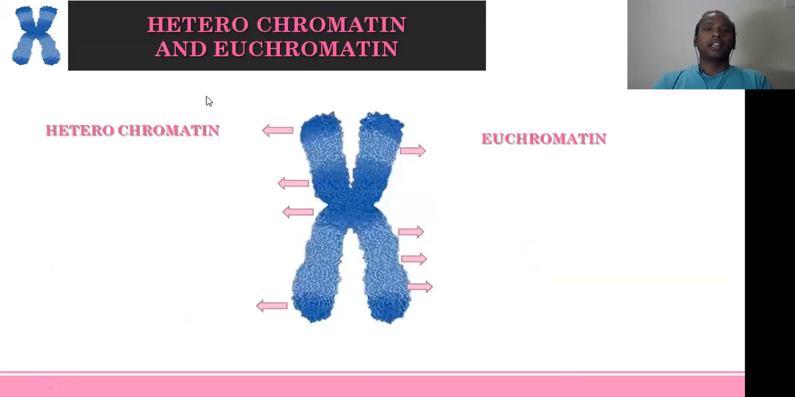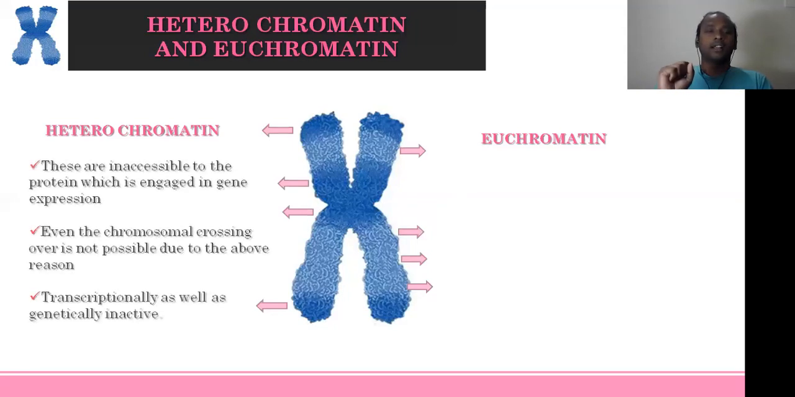Clear? Then, the basic properties of heterochromatin and euchromatin we should understand in this particular slide. Coming to the heterochromatin, you can see the very dark areas. These are the darkly stained areas, and we call them heterochromatin.